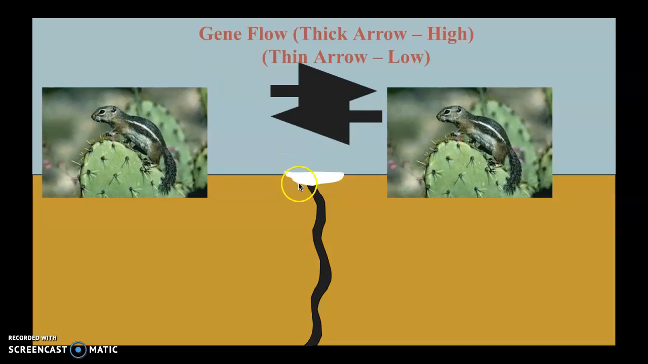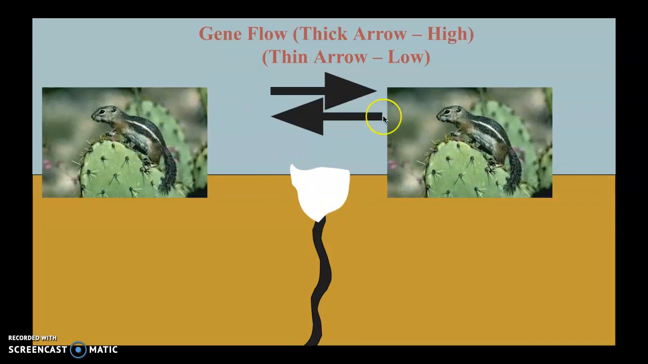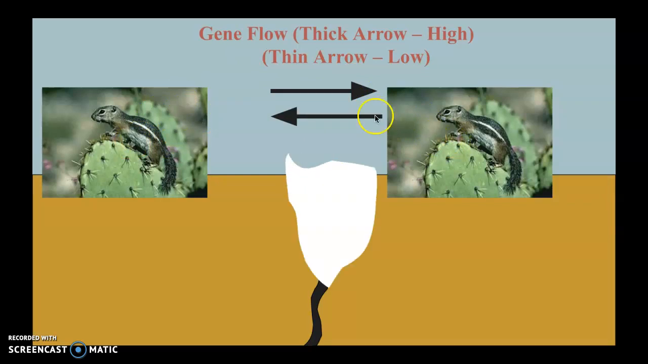Eventually, that little creek started to cut a cavern. And over time, that cavern got bigger and wider. Some squirrels could get back and forth to breed, but others couldn't. So over time, the gene flow started to change. These guys were mainly staying on their side of the canyon and not really interbreeding.